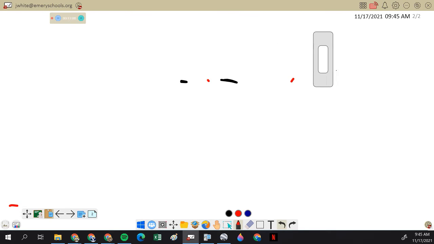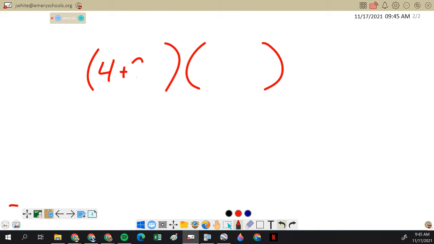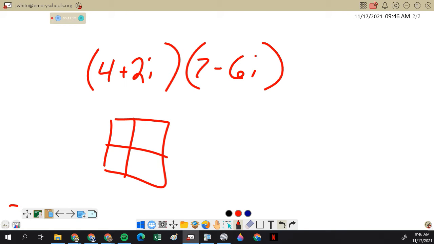Okay. Now, this one's a little bit harder. Now we're multiplying. So we can set it up in the box, or you can just distribute if you'd prefer. So 4, 2i, 7, negative 6i. 7 times 4 is 28. 7 times 2i is 14i. 4 times negative 6i is negative 24i. And negative 6 times 2 is negative 12i squared.